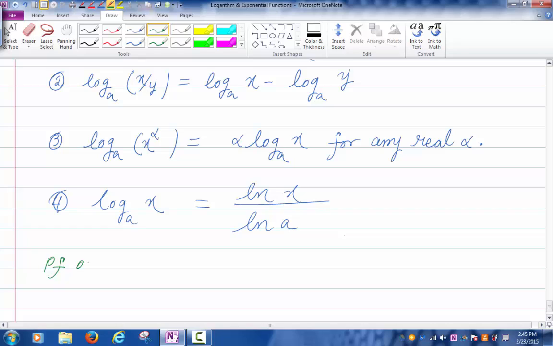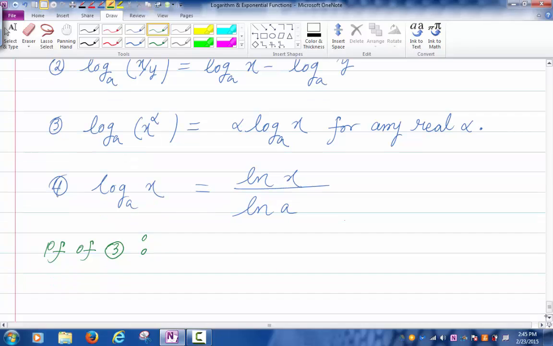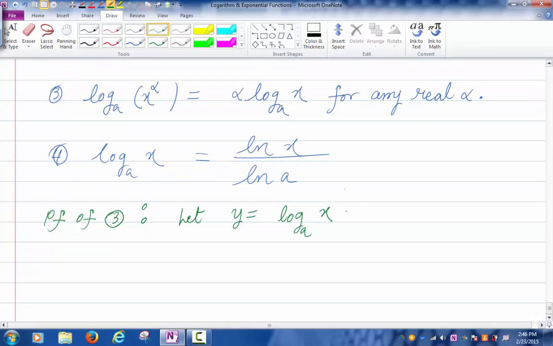I can do the same thing here. However, let me try to do something different, because I have shown you the other way, let me show you this in a different way. It's a proof of 3. So how would you prove this? I'm going to let y be log base a of x. So that implies a to the y is what? A to the y is x.